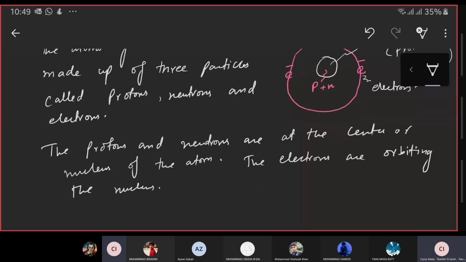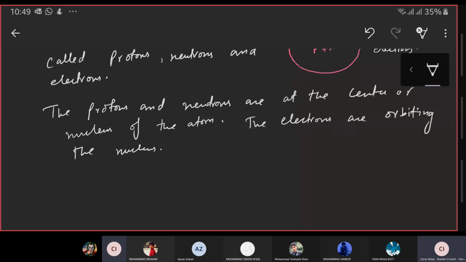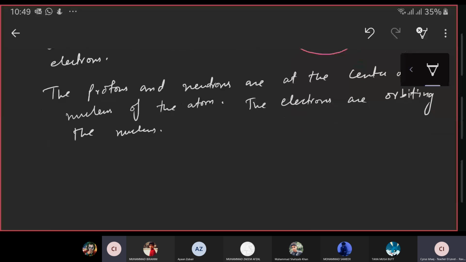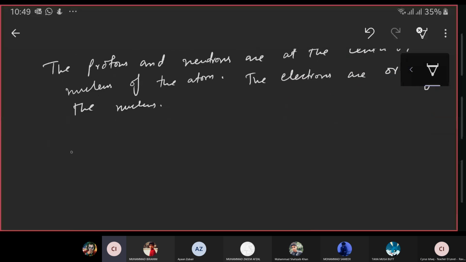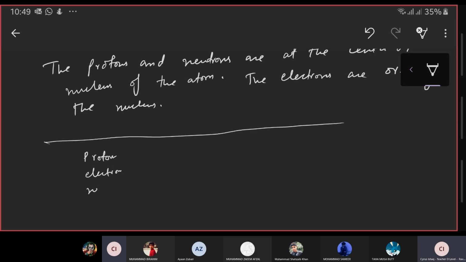Let's talk about the mass of the proton and neutron. Let's talk about the charge of the proton, neutron, and electron first. So I'm going to talk about the charge of each of them. The charge. So this is the electron, the proton, and the neutron.